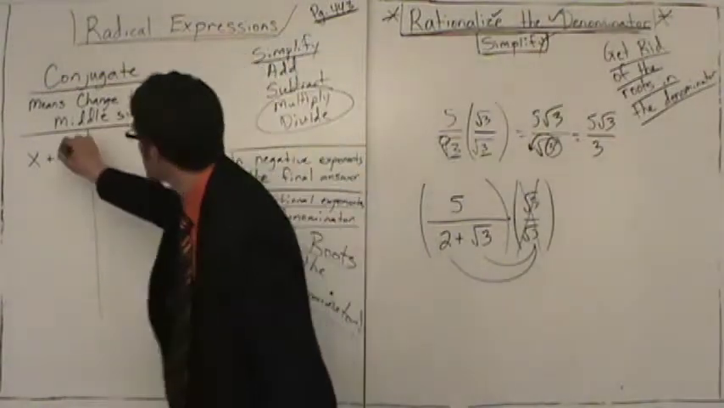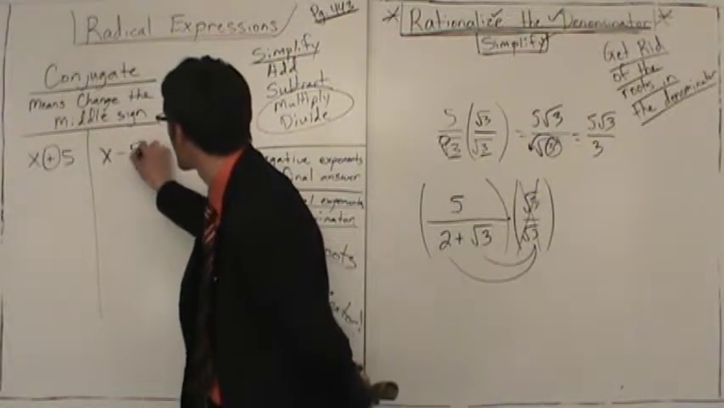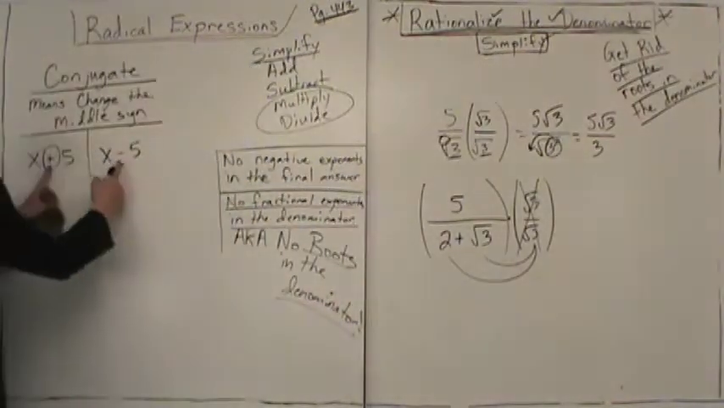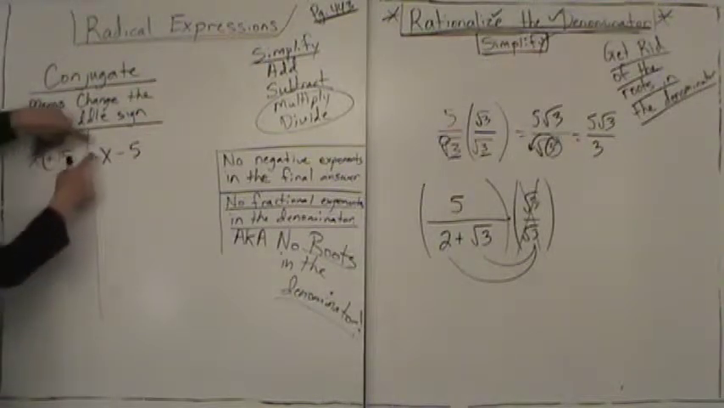We change what? We change the middle sign. So the conjugate of x plus 5 is x minus 5. Notice, did we change the front sign? No, we just changed the middle sign. So positive changed to negative. Notice up front, the positive x stayed positive x.